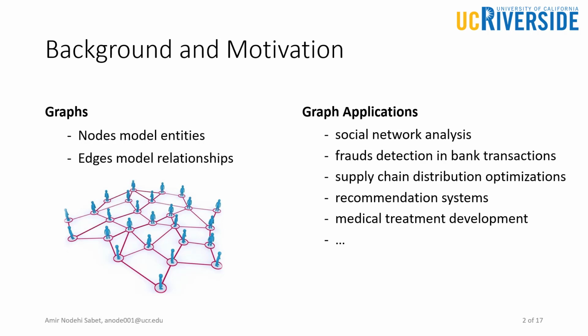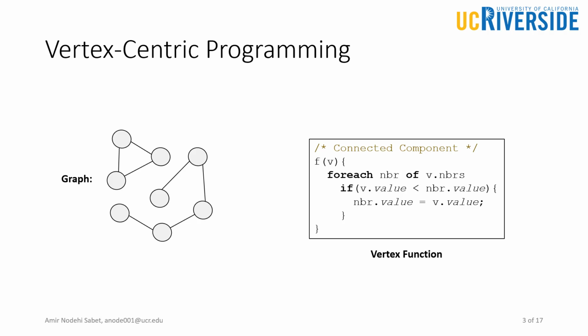A graph is a data structure consisting of nodes and edges. Nodes model entities and edges model relationships between them. Graphs have been widely used in many application domains, such as social network analysis, recommendation systems, biomedical research, and many others. One popular way of implementing graph applications is based on the vertex-centric programming model, where computations are defined from the view of a vertex.